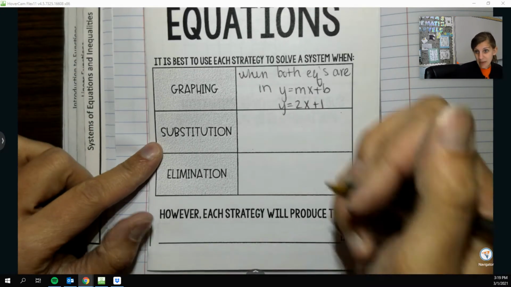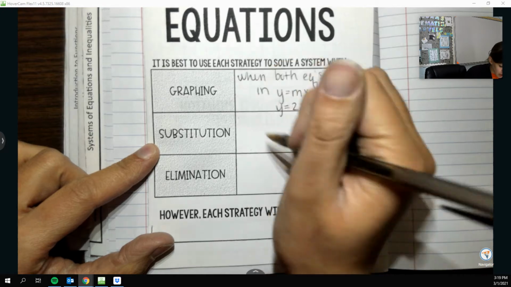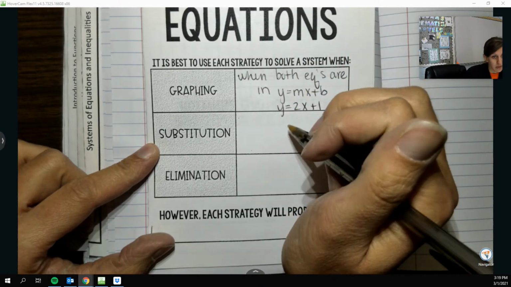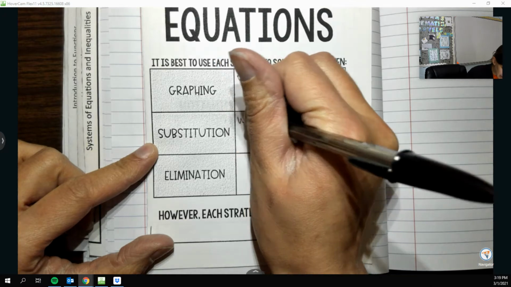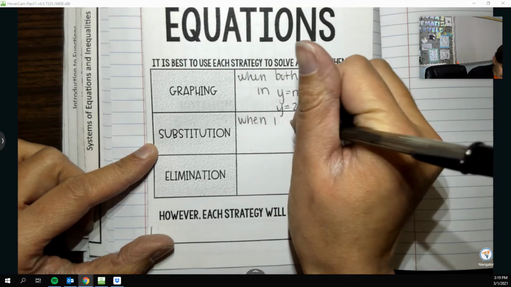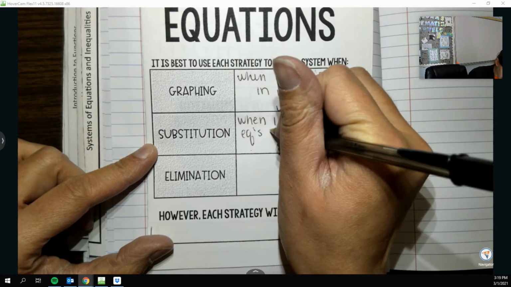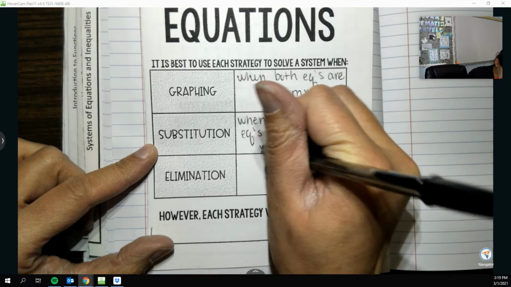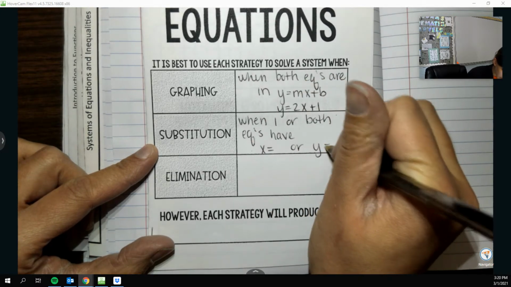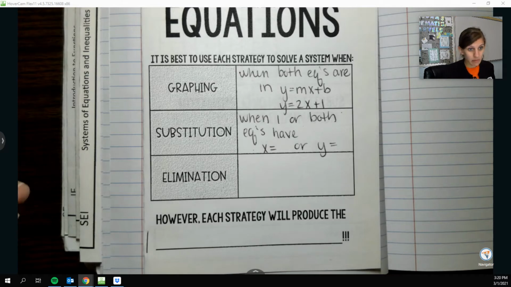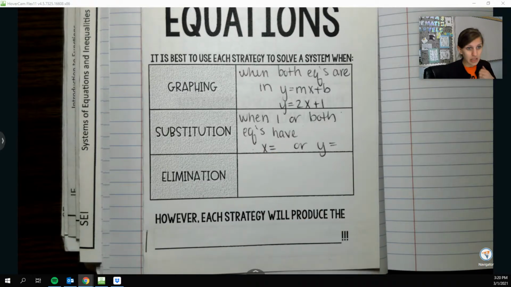So another way to do it is by substitution. You might use substitution when they're both in y equals mx plus b, but mainly we want to do this when one or both equations have x equals or y equals. So if they have a letter alone, one of them or both of them, substitution is kind of the easiest because you already have a letter alone. You can just do inside substitution, or left to right substitution where you put one on the left side and one on the right side.